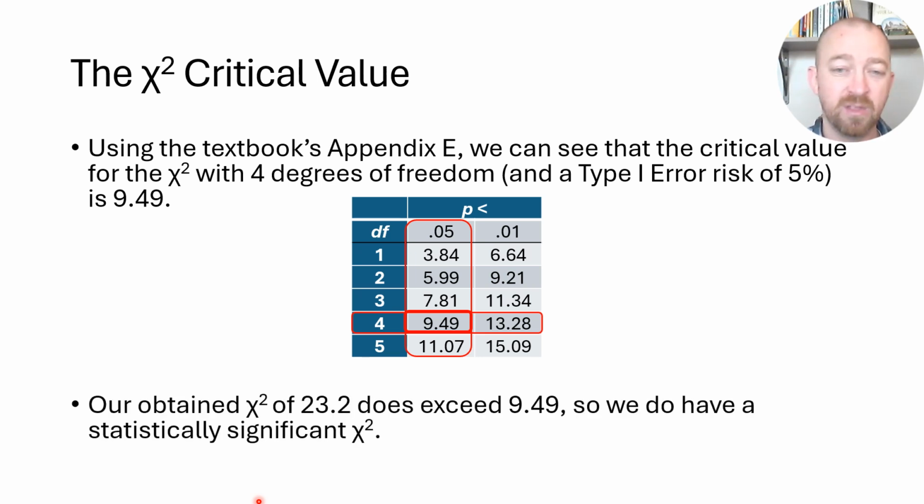Because our chi-squared value that we obtained was 23.2, that is bigger than 9.49. Therefore, we have a statistically significant chi-squared value. Now, you may also notice it's also bigger than the 0.01 level of significance. So we also have a chi-squared value that is statistically significant at the 0.01 level. In other words, that's just saying we would expect to find a chi-squared value like this if there was no real pattern to the data only 1% of the time, or less actually, less than 1% of the time. Okay, so we do have a statistically significant chi-squared value. We can now reject our null hypothesis.